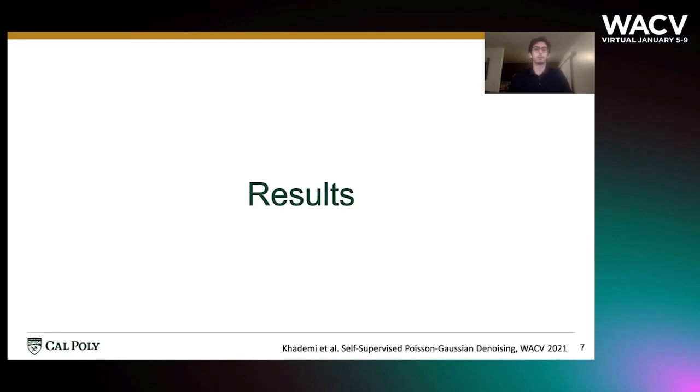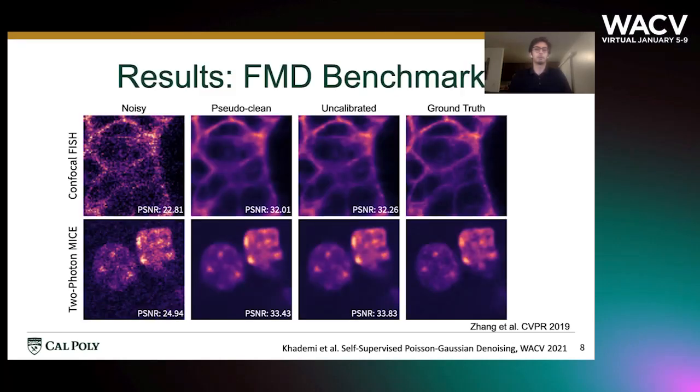Now we will take a look at some of our results. First, we have some results on the confocal fish and 2-photon mice datasets from the FMD benchmark. For each dataset, we show a single test image and report the average PSNR over 50 test images. Looking at the pseudo-clean images, we can see that some noise still exists in the denoised estimate. In contrast, the denoised images from our uncalibrated model are much cleaner and sharper. This improvement in denoising quality is further supported by the difference in average PSNR of the pseudo-clean and uncalibrated images.